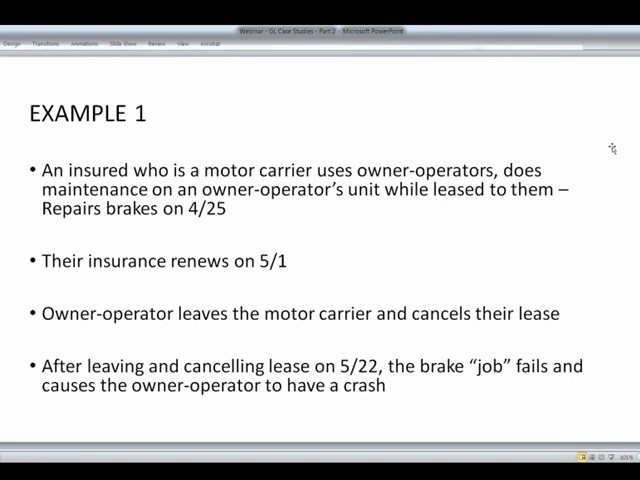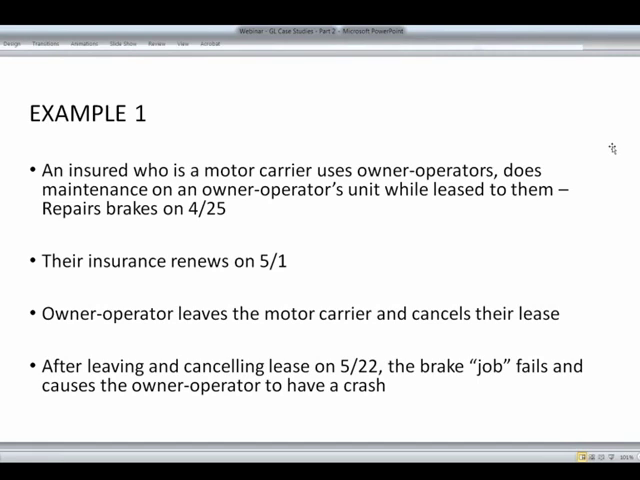their CSA scores. Let's say that this motor carrier's service operation worked on an owner-operator's brakes on April the 25th. Their insurance renews on May the 1st. So the brakes were repaired during a policy that was in effect from 5/1 to 5/1 of the previous year, with a renewal being effective the next 5/1.